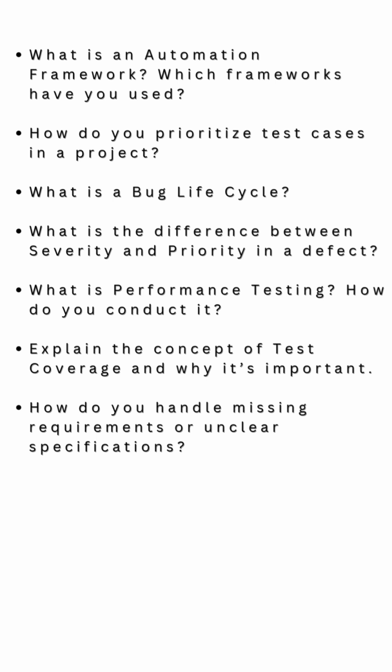The next one we have is: what is the bug life cycle? The bug life cycle refers to the various stages a defect goes through, from identification to its resolution. Next is: what is the difference between severity and priority in a defect? Severity indicates the impact of the defect, while priority indicates how quickly it should be fixed. What is performance testing? How do you conduct it? Performance testing evaluates the system's speed, scalability and stability under load.